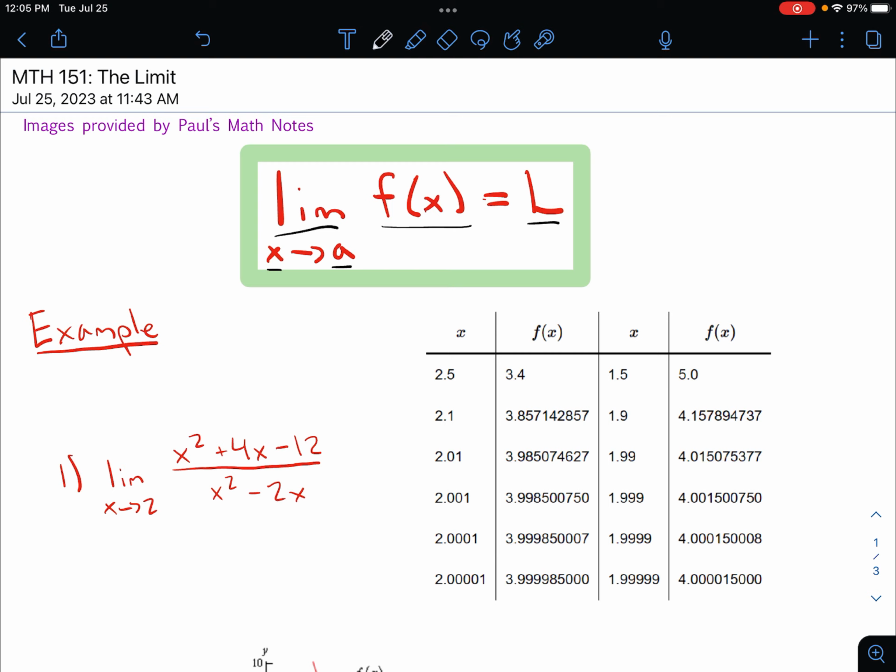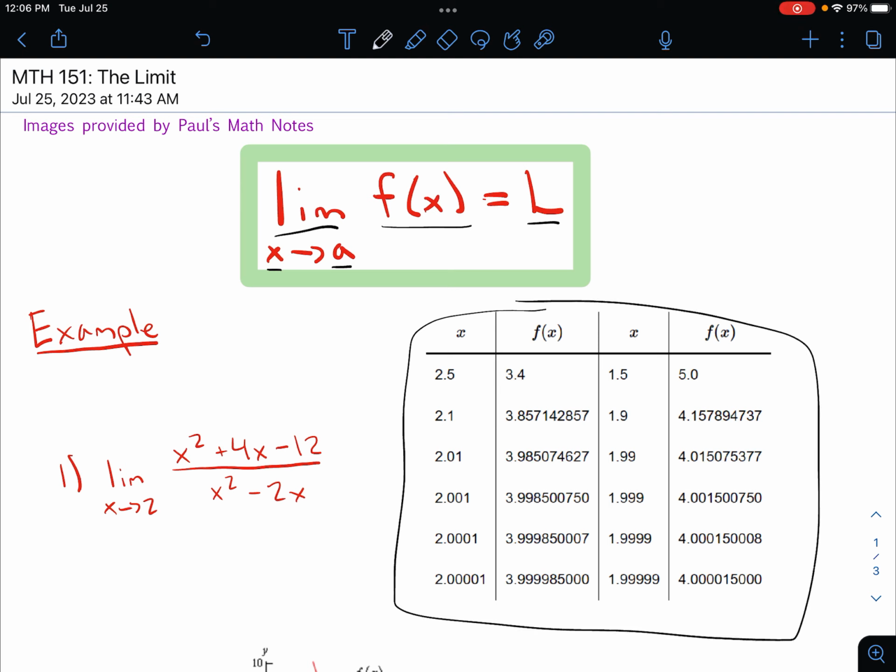Our first example is the limit as x approaches 2 of x squared plus 4x minus 12 all over x squared minus 2x. In order to estimate this limit, we're going to choose x values that are closer and closer to x equals 2 and plug them into the equation to get a sense of what value the equation seems to be heading toward.